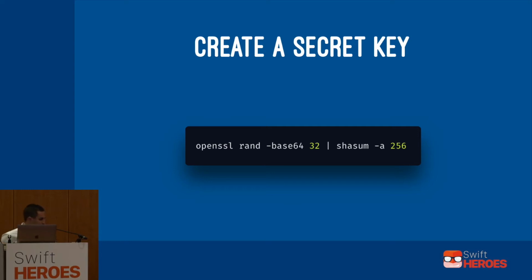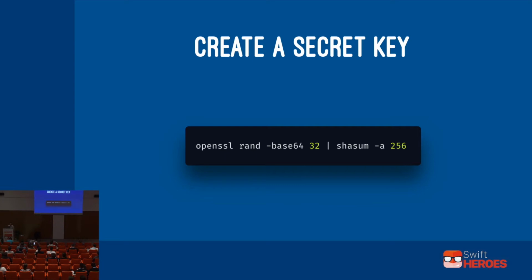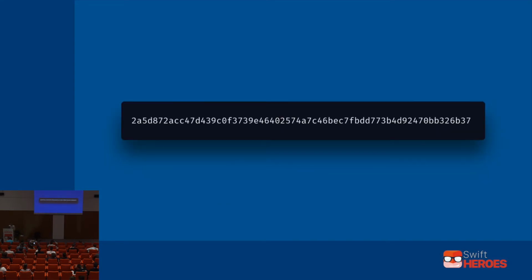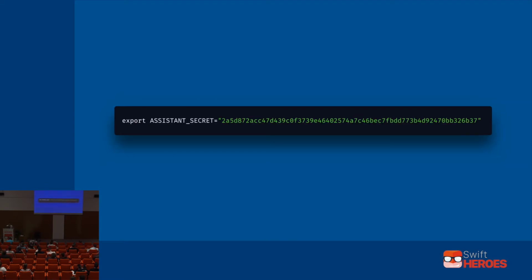This is to be sure that only Google can call our bot, because otherwise the address will be public, and we can be sure that only Google can call us. This is an example of the string created with the previous command. Now we need to put our string inside our environment, for example, inside our bash profile. And we will use this string later during this talk.